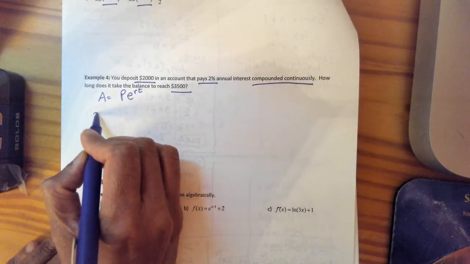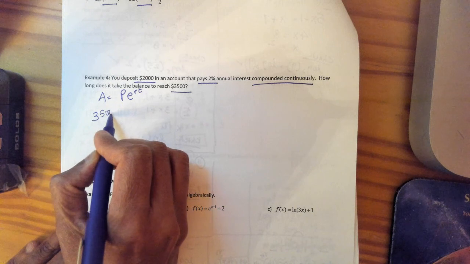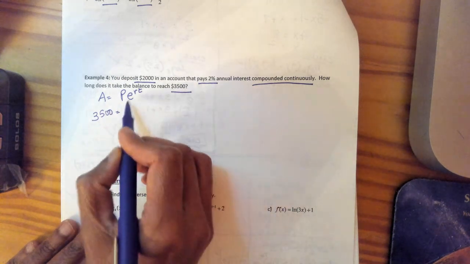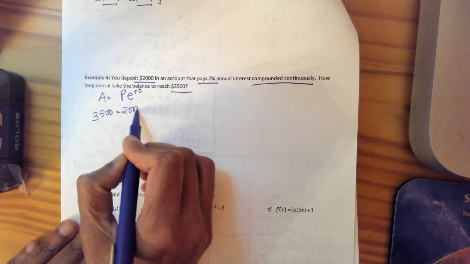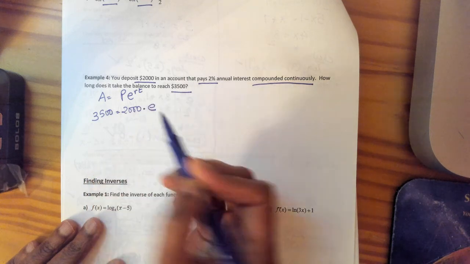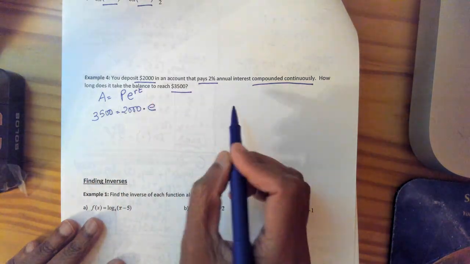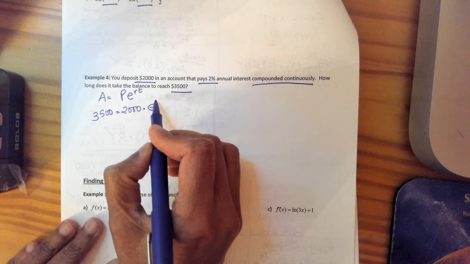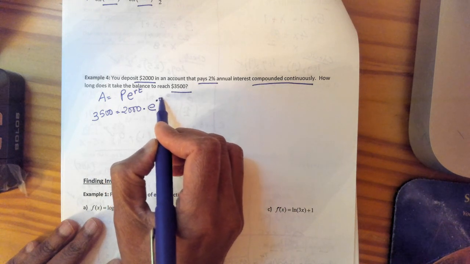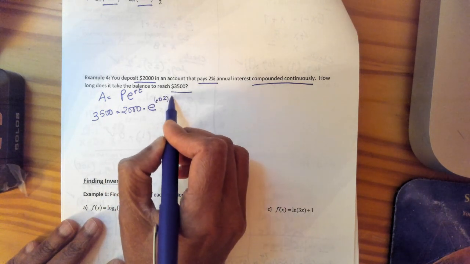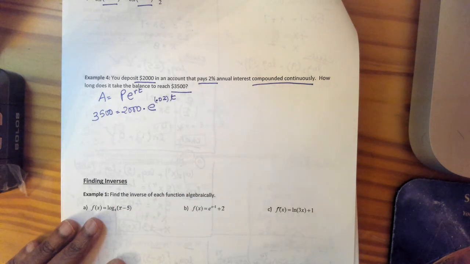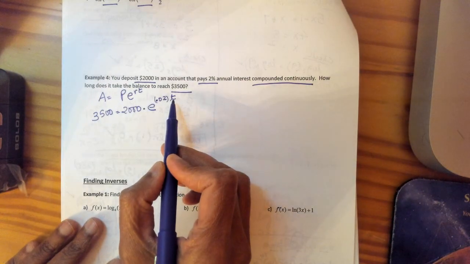Okay, let's substitute everything. 3,500 equals, my initial amount is 2,000. E is a number, so E stays as E. My rate is 2%. Remember, you write it as a decimal, so 0.02 and a T. Now what do you notice? You notice that the variable that I'm trying to solve is an exponent.